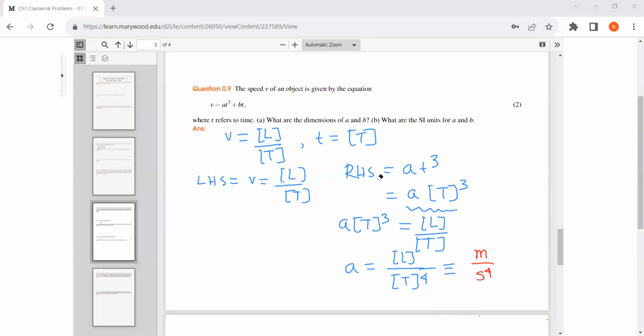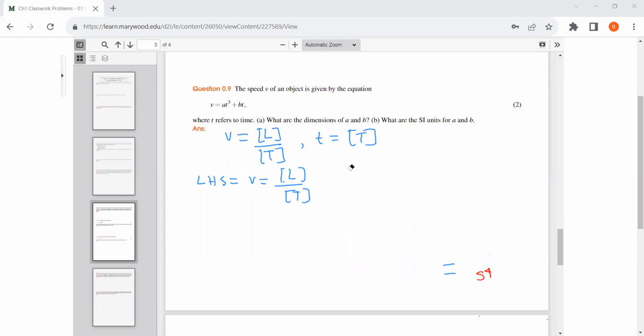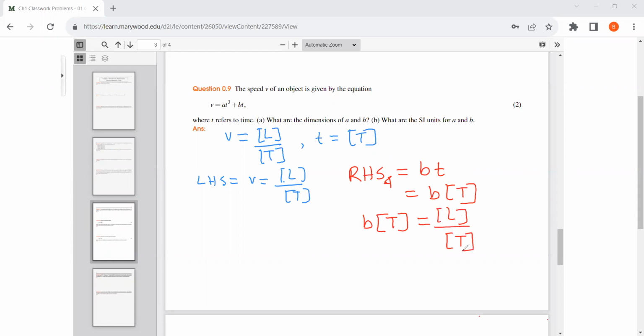Now let's do the same thing for the second term, to learn about the dimension of B. That is B we don't know, and T is the dimension of T. Now this equation is correct if the dimension of B times T is equal to the dimension of the left hand side, and that is L over T. Now if you divide both sides by T, you get B equal to L over T to the power T square. So the dimension of B is L over T square.